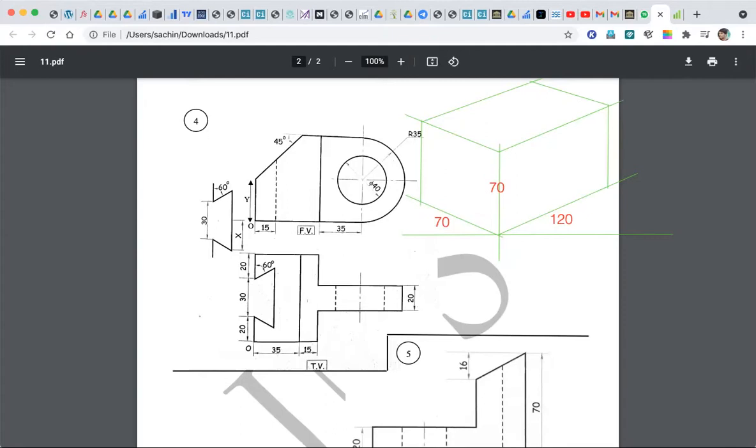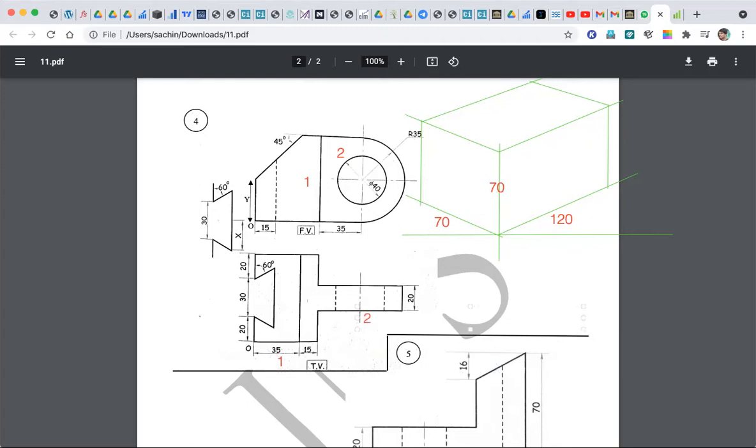Got it? After that, if you see in front view, there are how many parts? 2 parts. Part 1 and part 2. So which one is nearer to you, 1 or 2? From front view you can't make out, so then you have to see top view. The part which is nearer to you is down. So part 1 is over here and 2 over here.